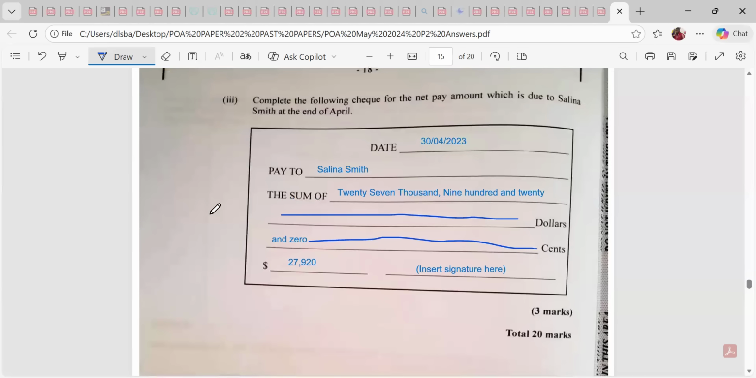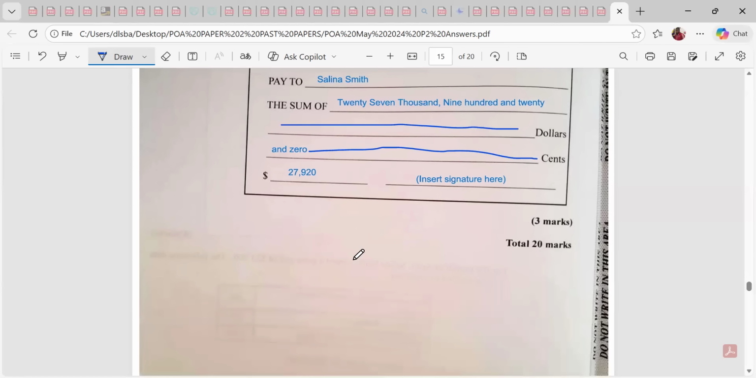And it asks you to complete the following cheque. You put to whom it is paid. You put the sum of money in words. You put the numeral amount here next to the dollar sign and you sign. Date, you put the date. Easy thing.